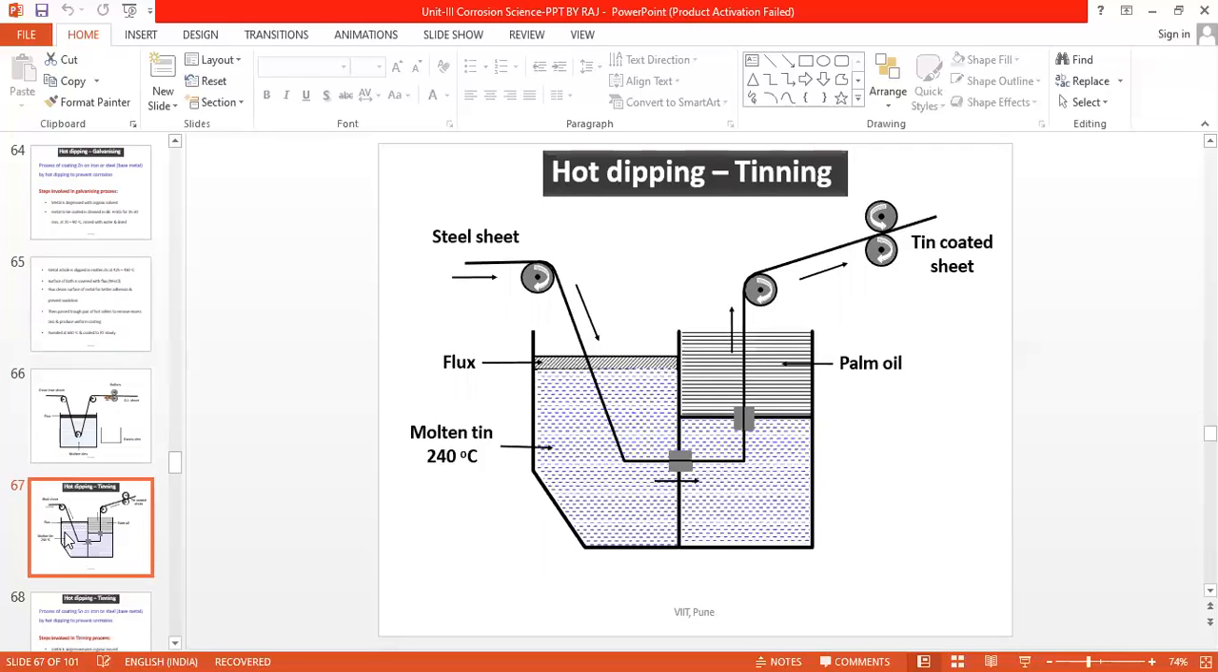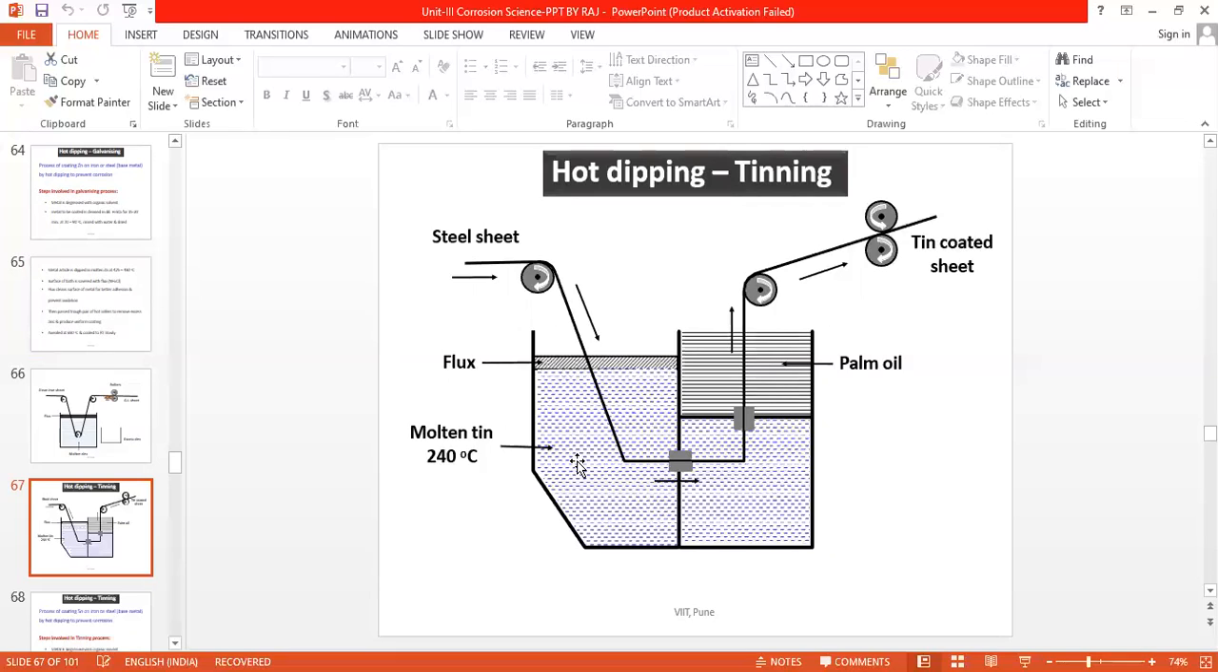So here we have the tank, in one container there are two compartments. In both compartments molten tin is taken, but in one compartment it is covered with flux, and in another compartment it is covered with palm oil. Flux as well as palm oil both prevent oxidation at the high temperature. The melting point of tin is below 240, so molten tin is maintained at 240 or a little above, so that the molten mass can be applied on the surface of the base metal.